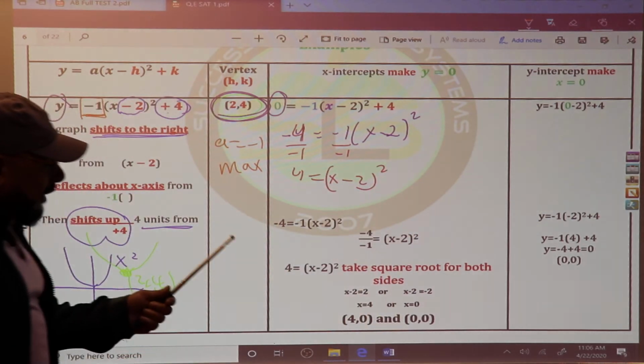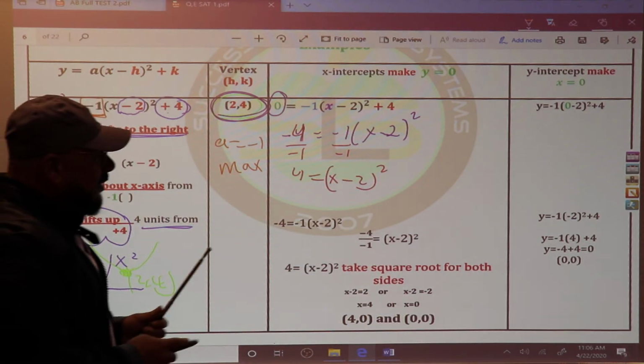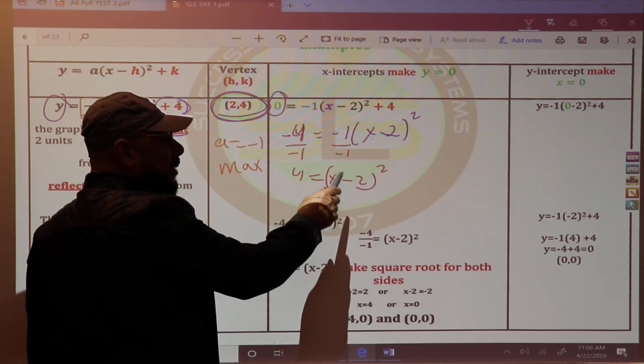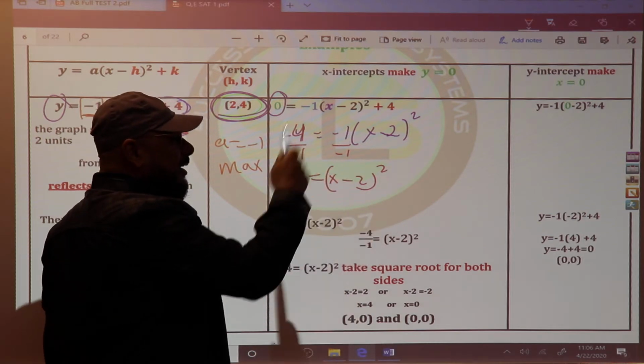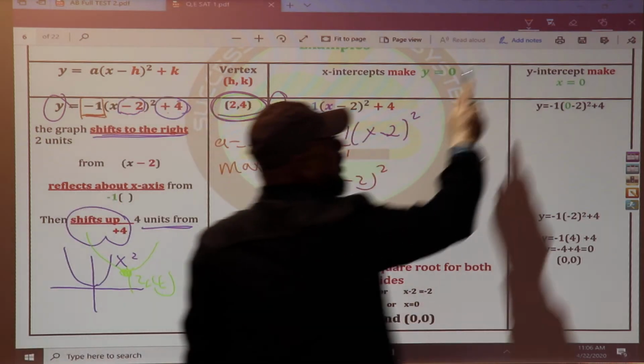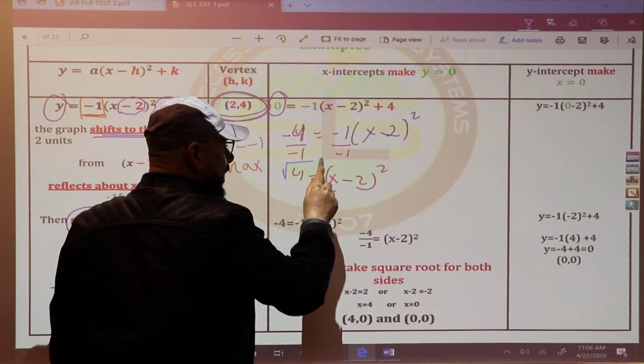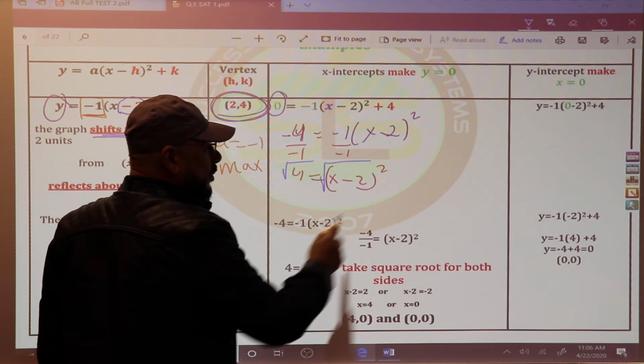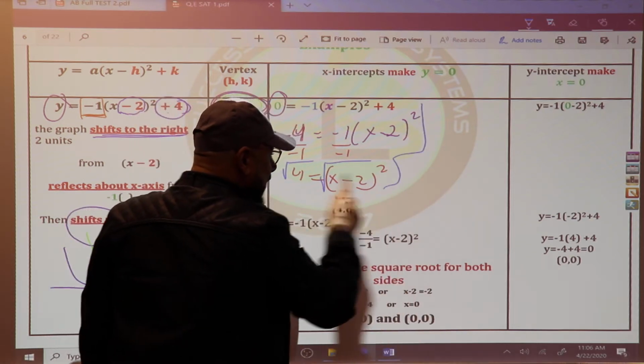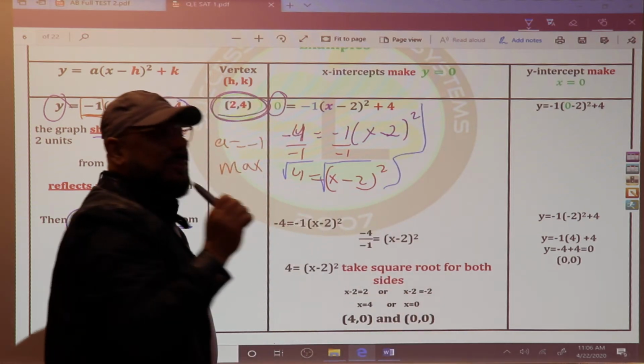How am I going to solve this one? Some kids will square x minus 2 times x minus 2, then multiply. No, don't do that, please. What you're going to do is take the square root and take what? For both sides. When you take the square root, I'm going to repeat this 3 times.